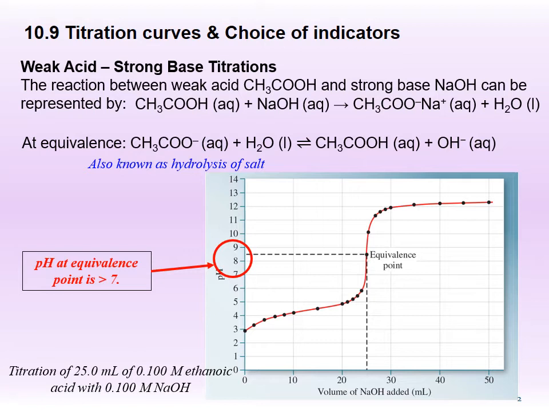Ethanoate is a base as it can accept H⁺ from water to form ethanoic acid. Water is an acid as it can donate H⁺ to ethanoate. When it does so, it becomes the hydroxide ion. The sodium cation doesn't change and remains the same as before, so it is known as a spectator ion. When the hydroxide ion is generated, the hydroxide ion concentration increases. This is the cause for the pH at equivalence point being higher than 7.